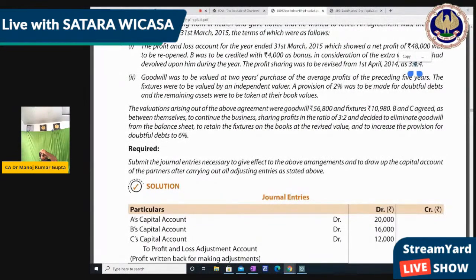So we'll make the revaluation account, capital account, and balance sheet, and also pass the journal entry. Okay, so let's start. You people try first, yours should come before mine, right? So try your own. It will give more value, right?